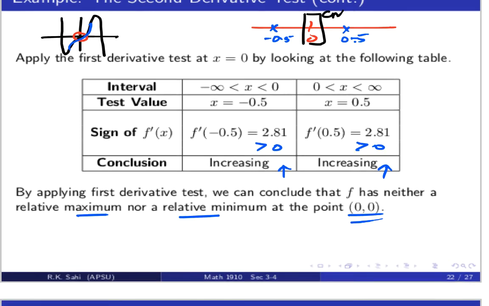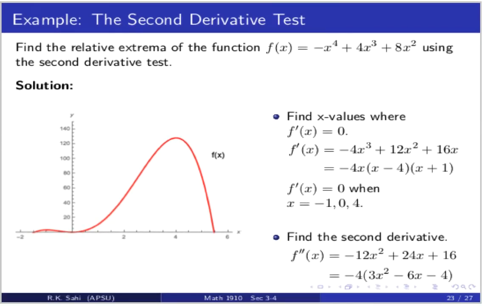Now, let's look at another example. We would like to find the relative extrema. In other words, what are the values of the function where you can see the maximum or minimum value, their relative maximums and minimums. But we're going to apply the second derivative test to do it. So as usual, we find the x values where the first derivative is 0. That means we're looking at the critical numbers, which are given by where the function has a horizontal tangent line.